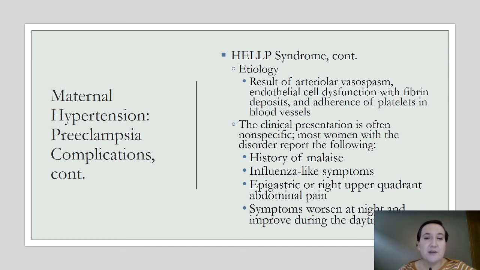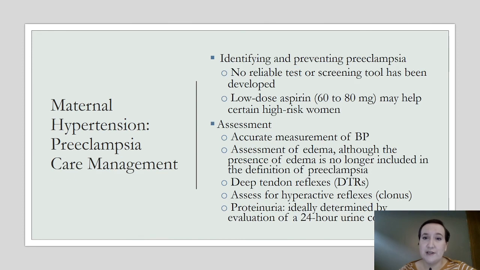These women can complain of just some malaise or influenza-like symptoms, but the telltale sign is going to be that they might report to you right upper quadrant abdominal pain, or epigastric pain. These symptoms, this is another key indicator, they worsen at night and they get better during the day. So you go to bed, you feel terrible, you think, ugh, I shouldn't have eaten that pizza. And you wake up in the morning, you're like, I feel better. And you move about your day, never realizing instead that your liver is currently being destroyed.